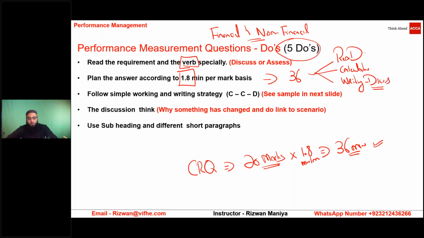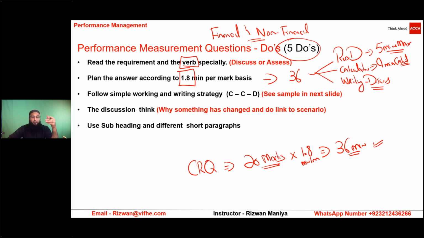Now, maximum 5 minutes you should spend on reading the question of financial and non-financial. I'm again repeating, this is not for divisional performance questions, and this is not for transfer pricing. Maximum 9 minutes for the calculation. So 5 for the reading, 9 minutes maximum for the calculation.